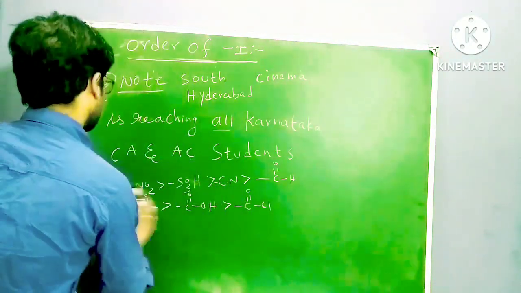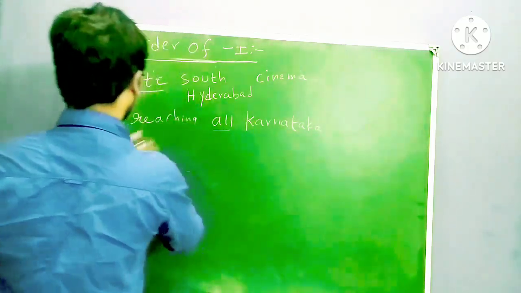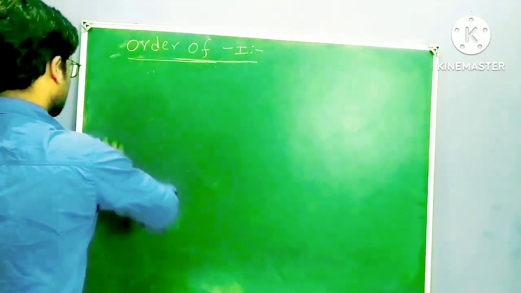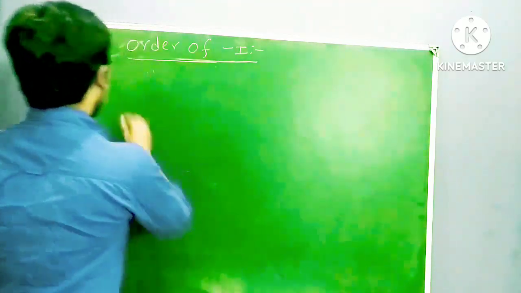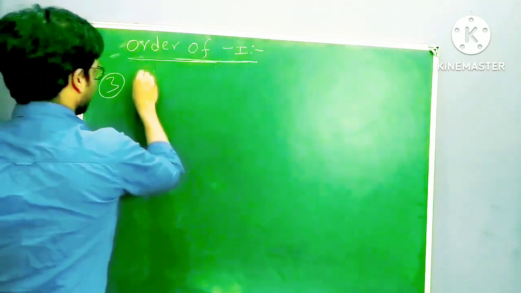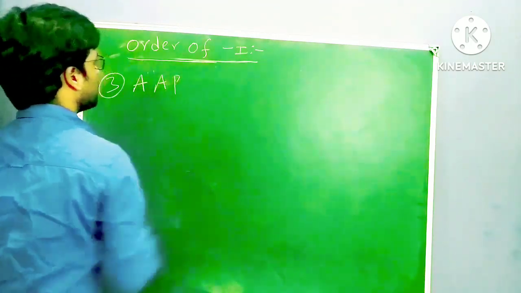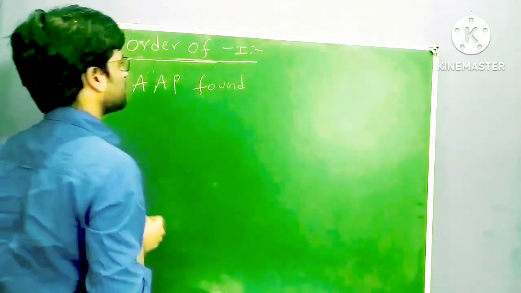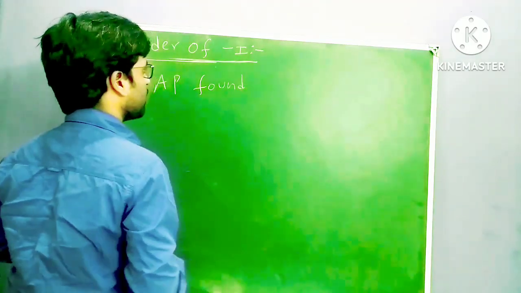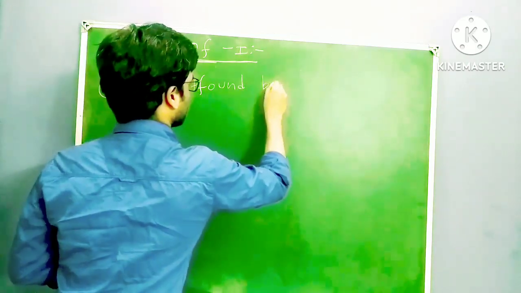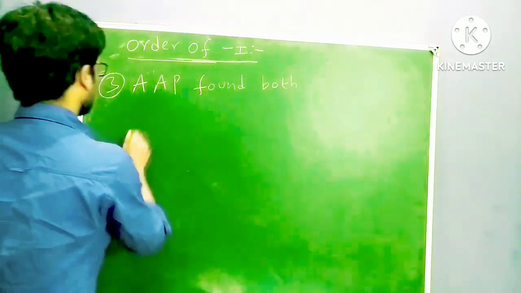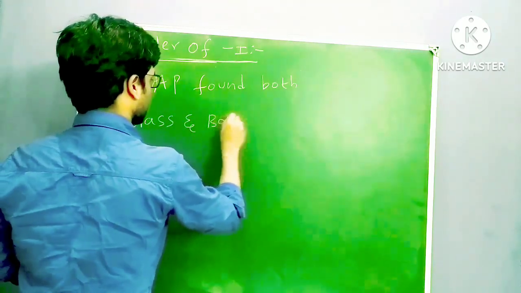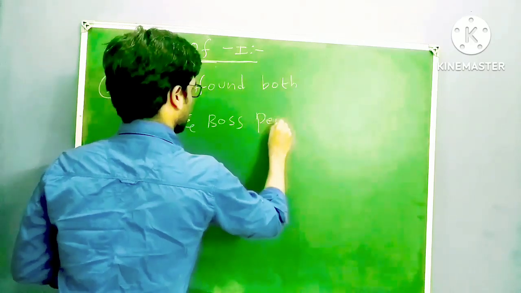Next trick. This is the second trick. So the first one related to north, the second one related to south. Next trick. Aam Aadmi Party found both class and boss people in India.